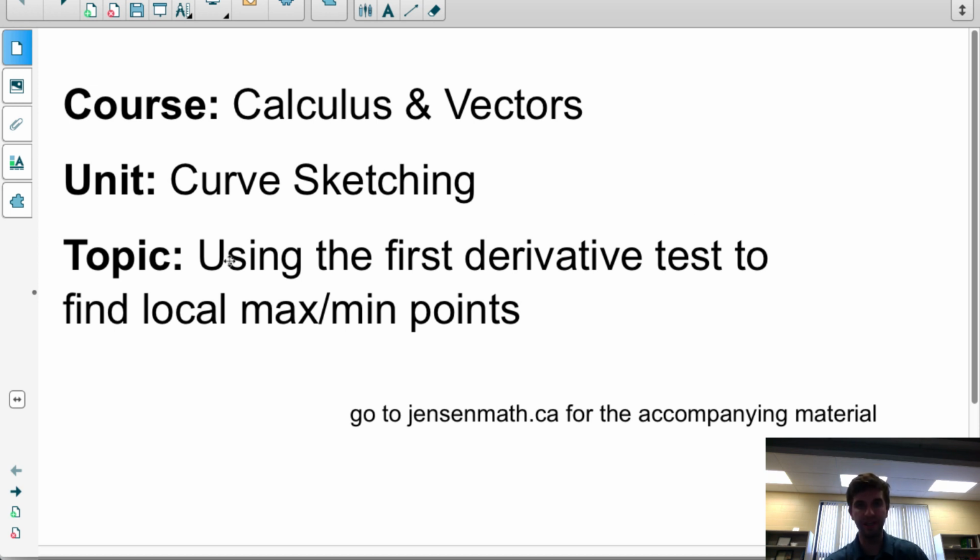In order to be able to sketch the graph of a curve, you need to know its local max and min points, as well as, we'll talk later about, finding points of inflection and intervals of concavity. But this is specifically focusing on finding the local max and min points of a curve using the first derivative test. All right, hope you enjoy.